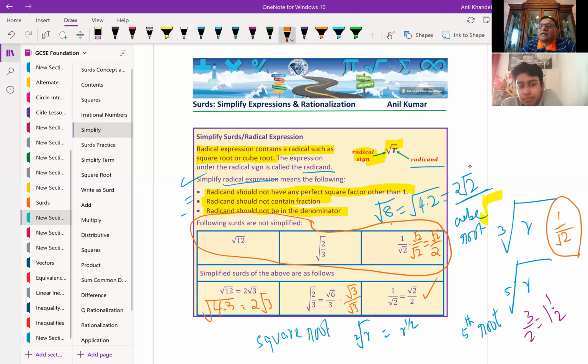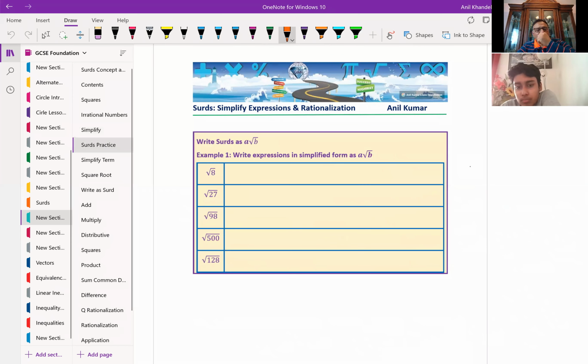This operation is called rationalization. We'll look into this in detail. So now we have an exercise for you. I want you to write all these surds in the simplest form. When I say simplest form, I mean I do not want any perfect square within that square root sign. Is that okay? Okay, sir.